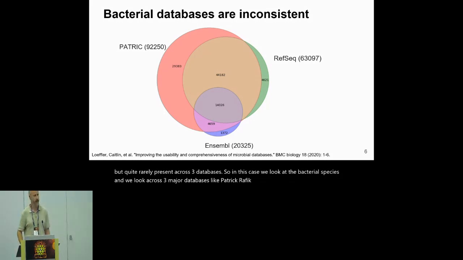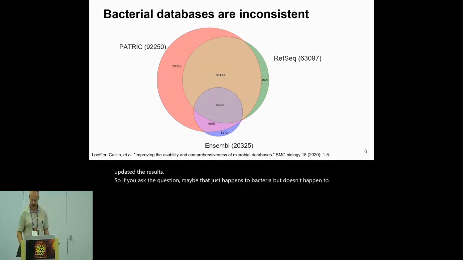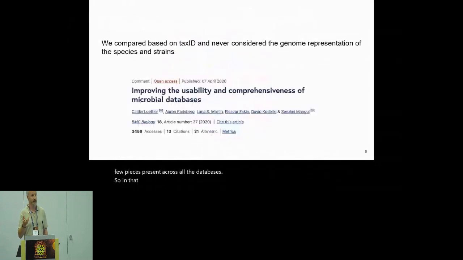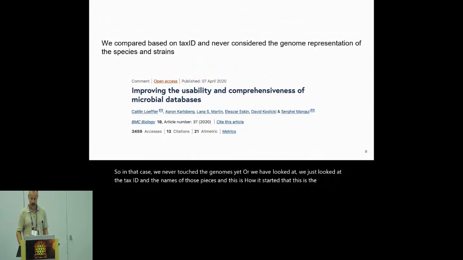You might ask whether this just happens to bacteria and not to viruses and fungi, but that is not the case. The same story happens with fungi, for example, where few species are present across all the databases. So far, we never touched the genomes yet. All we looked at was the taxon IDs and the names of those species. This is how it started, and this is the paper we published before.